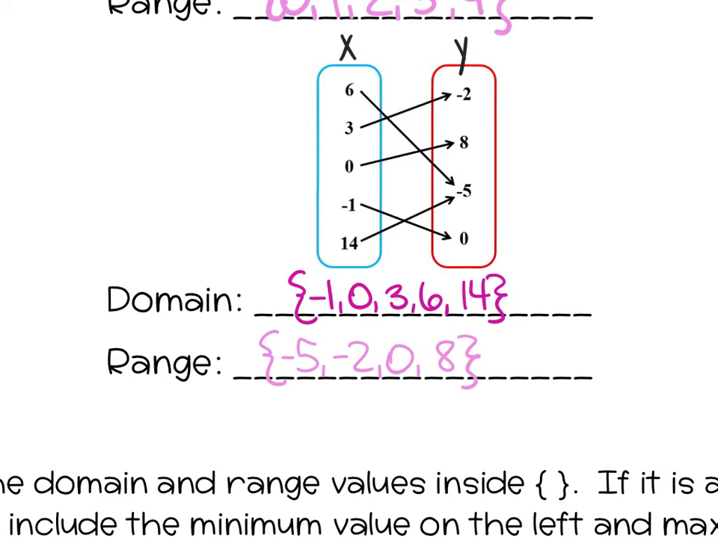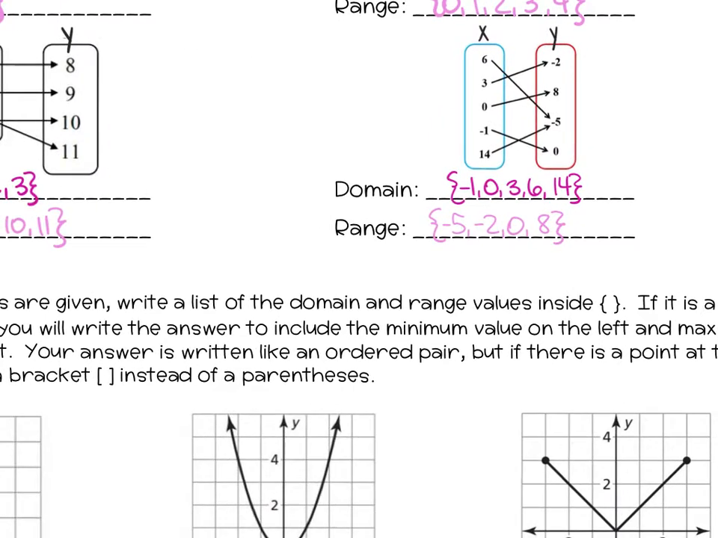Okay, hopefully you're checking your answer. You did have to move things around a little bit to get them in numerical order, but for x, you should have -1, 0, 3, 6, and 14. And for y, -5, -2, 0, and 8.